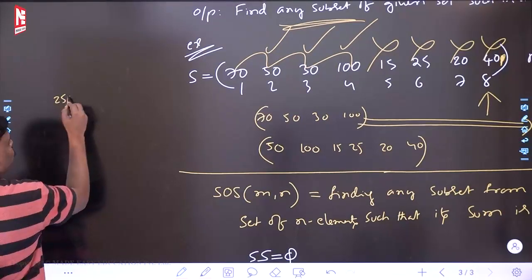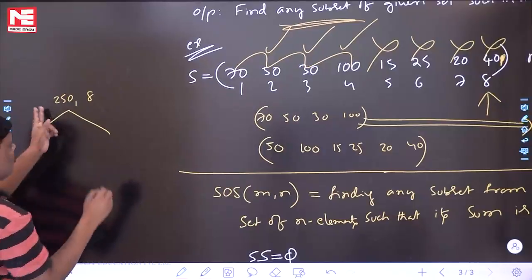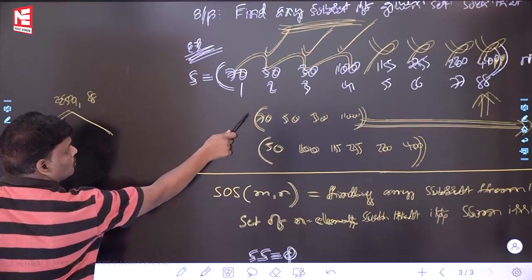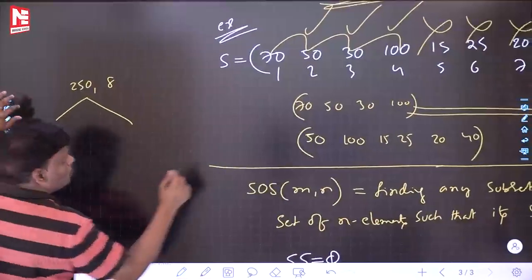I want to find out 250 in the array of 8 elements. So what is the answer? You may take, you may not take. This choice I am talking about. You may take, you may not take. Let me ask you one small question. So what are the positions here?